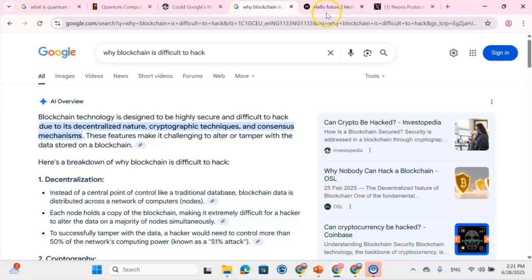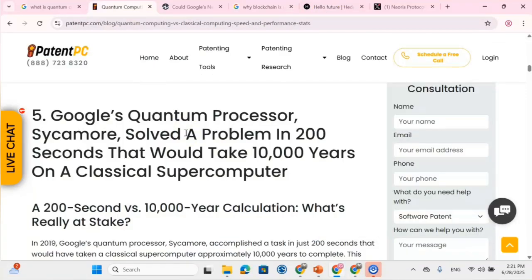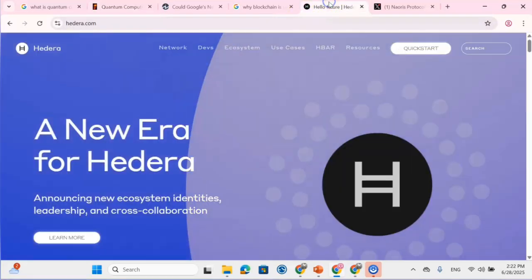In the light of this, now you should be thinking of what are those cryptocurrencies that are actually immune to these quantum computers. Now let us take a look at the first one here.